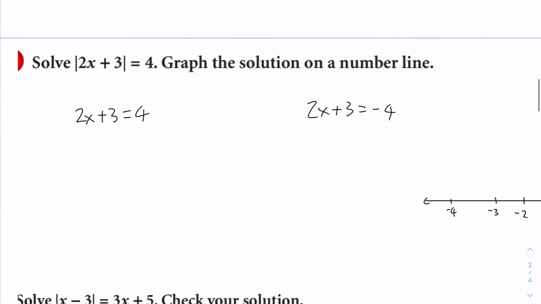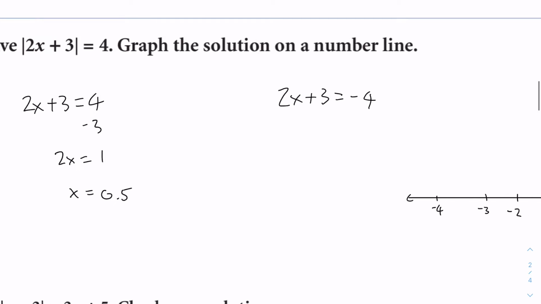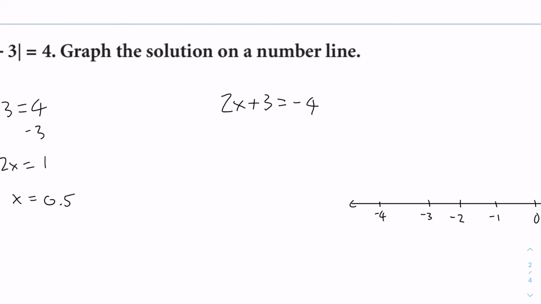To solve the left equation, you will have to subtract 3 on both sides, which is 2x equals 1, and x would equal 0.5. For the right equation, subtract 3 on both sides, which you get 2x is equal to negative 7, and x would equal negative 7 over 2 or negative 3.5.